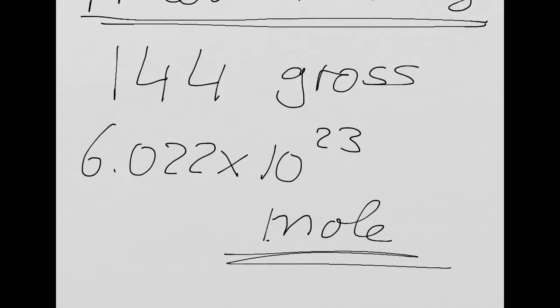You can have a dozen eggs. You can have a gross of eggs. You potentially could have a mole of eggs. Not that moles lay eggs, but you can have 6.022 times 10 to the 23 eggs. It would be a huge amount of eggs, but you can have that. So a mole is nothing else but a certain number. Don't be scared of it. A mole is not scary.